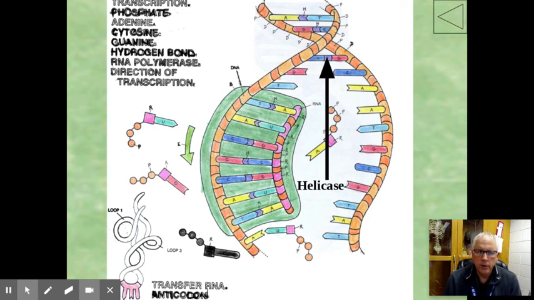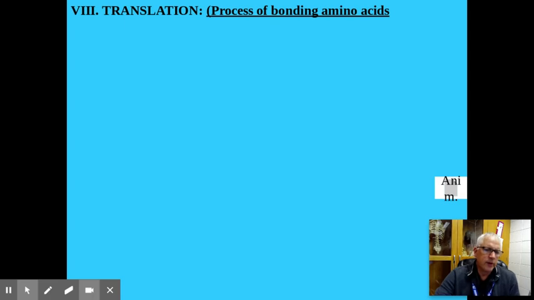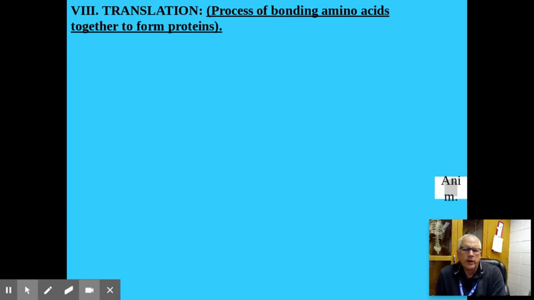Okay? So hopefully that makes sense. And that's why we call it transcription. All we're doing is transcribing the information over to messenger RNA. All right? Now, translation is going to use that code, so we have to have transcription occur first. If you look at the definition here, translation is the process of building amino acids together to form proteins.